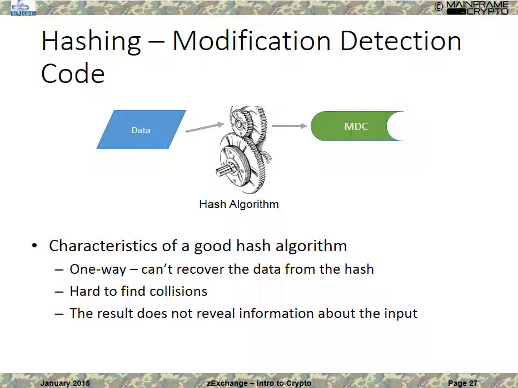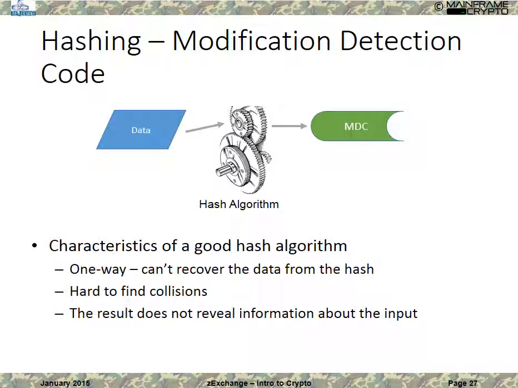Now, the reality is that by reducing a 10 megabyte file to a 256 or a 512-bit hash, there are going to be collisions, but it's statistically unlikely that you can find one. Given a particular hash value, you would have a difficult time finding a message that would generate that same hash value.